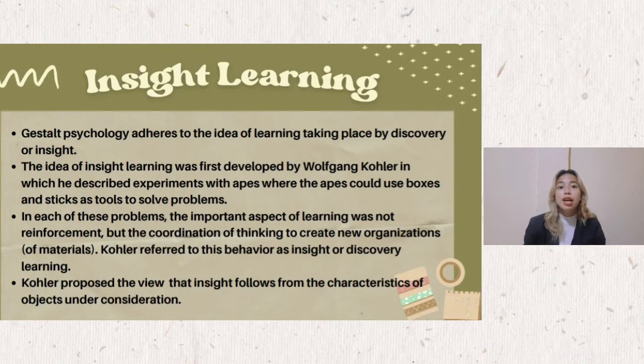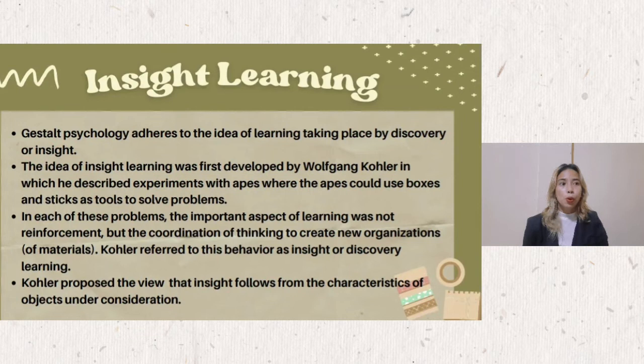However, Köhler's ape, Sultan, was a very intelligent ape and was able to master a two-stick problem by inserting one stick into the end of the other in order to reach the food. In each of these problems, the important aspect of learning was not reinforcement, but coordination of thinking to create new organizations of materials. Köhler referred to this behavior as insight or discovery learning.